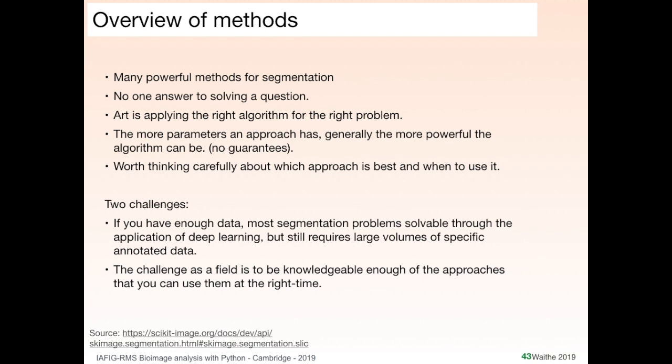Two challenges. If you have enough data, most segmentation problems are solvable through deep learning and machine learning. But the challenge is it still requires a lot of annotated data, and people are trying to come up with methods that don't require as much annotated data. That's very much an active challenge. But for you moving into bioimage analysis, the challenge is really to be knowledgeable enough of the approaches that are there to apply them in a good way.